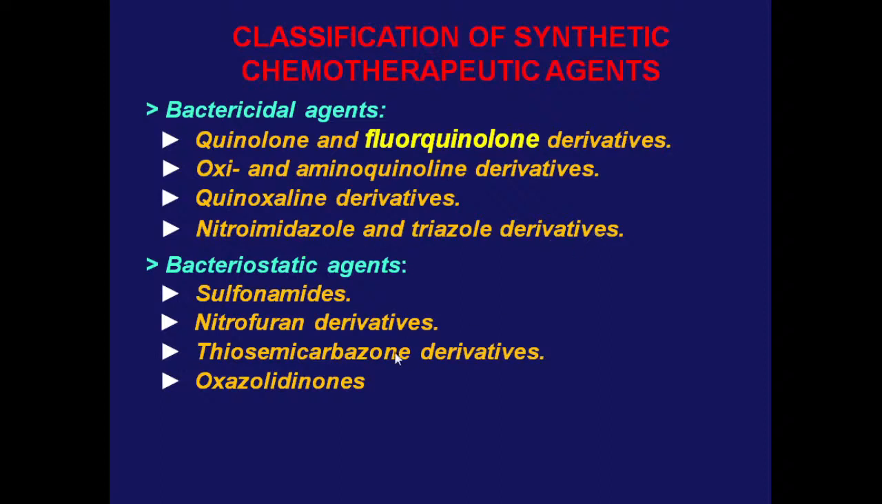And bacteriostatics include sulfonamides, nitrofurans, thiosemicarbazone derivatives, and oxazolidinones. Historically, the first group of chemotherapeutics was sulfonamides. But nowadays sulfonamides are used very rarely. The most widespread group among synthetics is fluoroquinolone derivatives. So these are synthetic antibacterials.